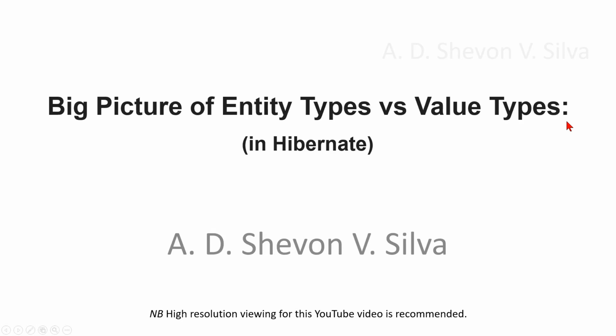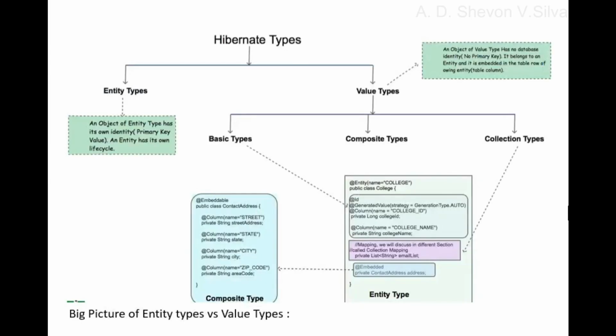Entity types versus value types in Hibernate. Here you can see a big picture of entity types versus value types. To understand the behavior of various Java language level objects with respect to persistent service, Hibernate classifies them into two groups, entity types and value types.